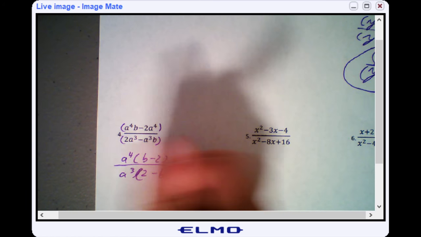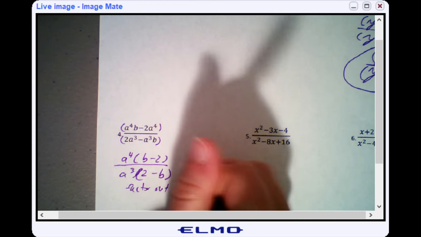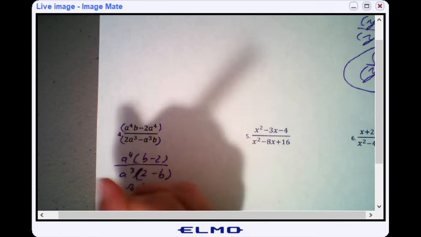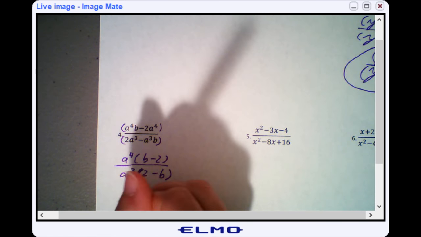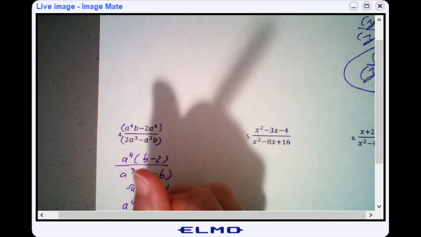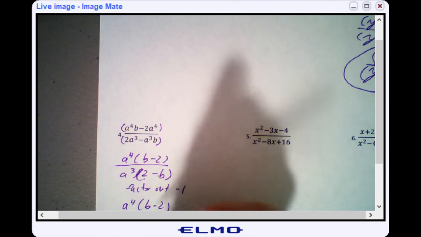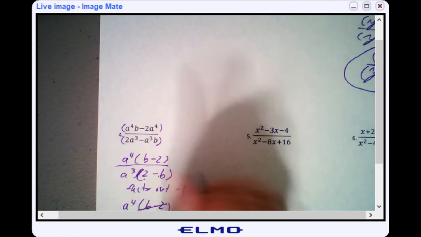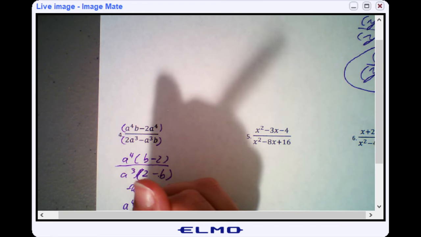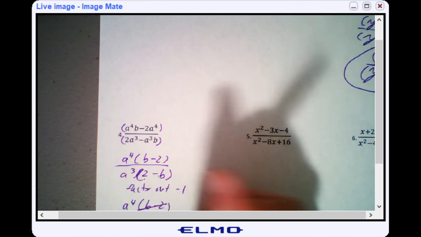So this is going to become a to the 4th, b minus 2 over negative a cubed. And that's going to make negative divided by negative positive, and positive divided by negative, negative. B minus 2. This now matches exactly. And then a to the 4th divided by a cubed: 4 minus 3 is 1. It's going to go up top. So we're going to be left with negative a for our final answer.